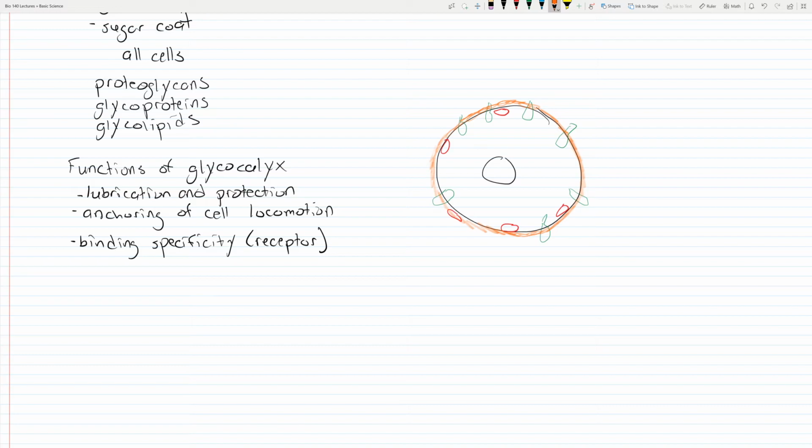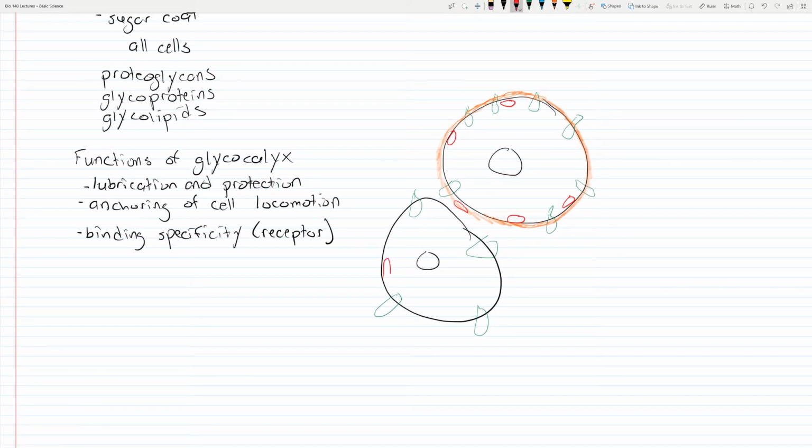So it's not a phospholipid bilayer. It's a protein sugar or protein lipid mix, and what it does is allow cells to stick together and to move across each other. So let's say you have another cell right here. Let's draw a nucleus. And we have some protein sticking through this cell.